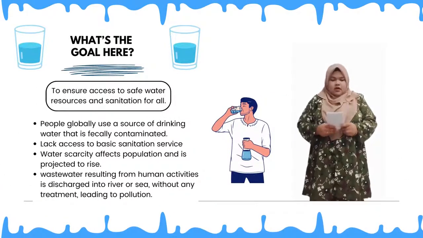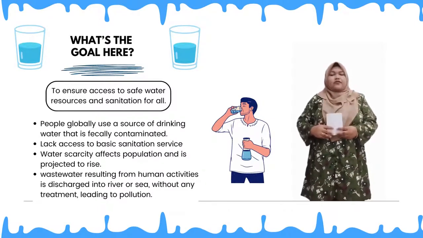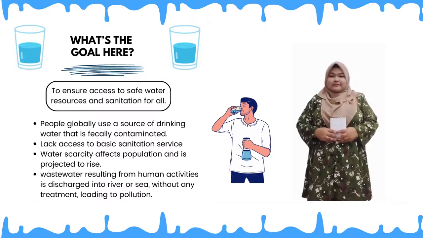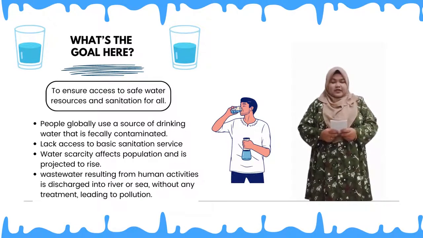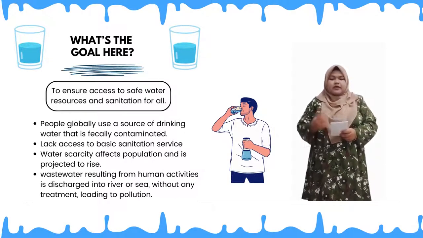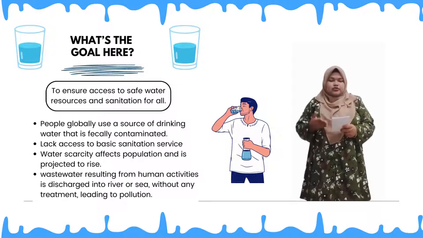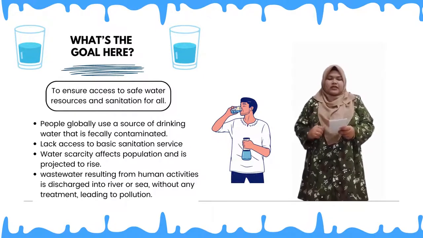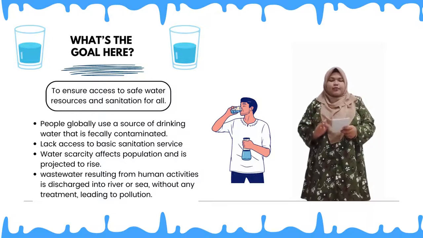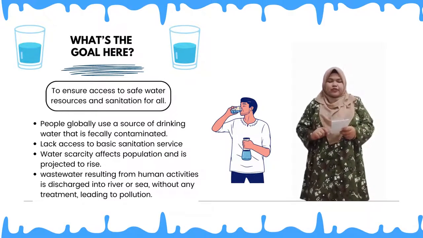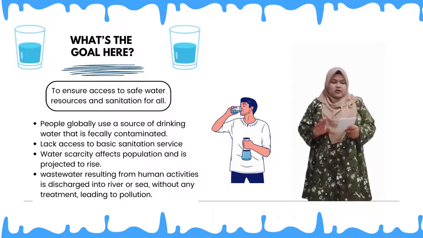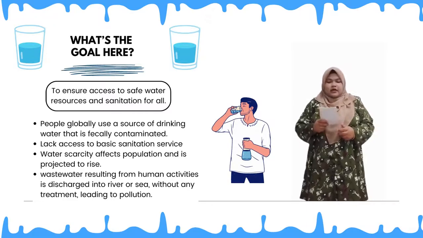What are the goals here? The goals is to ensure access to safe water resource and sanitation for all. For your information, around 1.8 billion people globally use a source of drinking water that is fecally contaminated. Some 2.4 billion people lack access to basic sanitation services such as toilet or latrines. Water scarcity affects more than 40% of the global population and is projected to rise. More than 80% of wastewater resulting from human activities is discharged into river or sea without any treatment, leading to pollution.